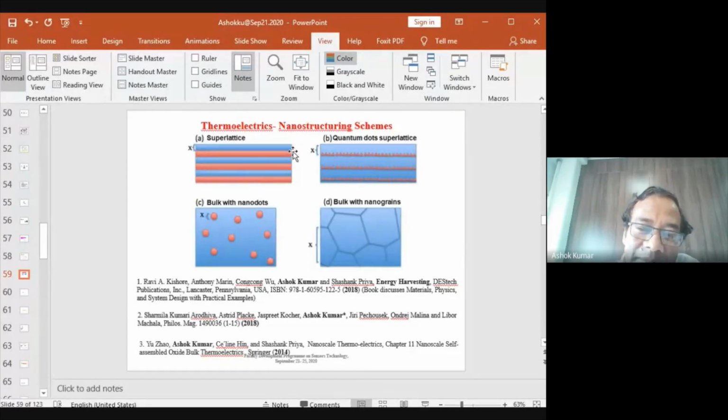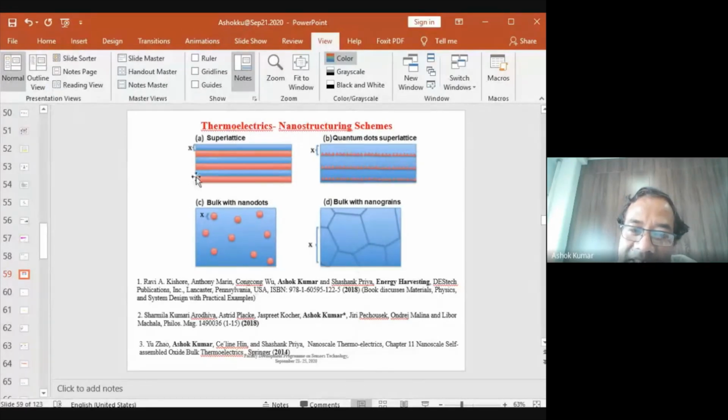But if you look at the Wiedemann-Franz law, which is in physics, please don't be confused by this if you do not know it. The Wiedemann-Franz law simply says that electrical conductivity and thermal conductivity both are proportional. That simply means you cannot increase electrical conductivity without increasing thermal conductivity. And our purpose in this case is to increase electrical conductivity without increasing thermal conductivity.